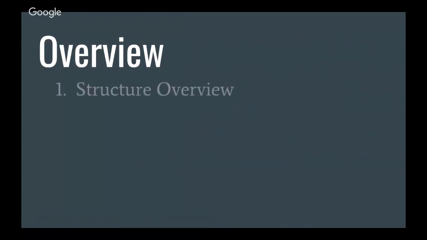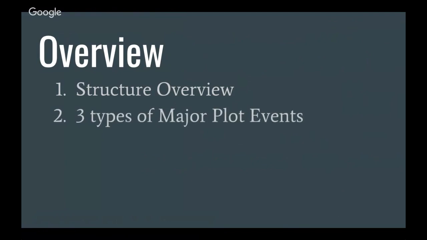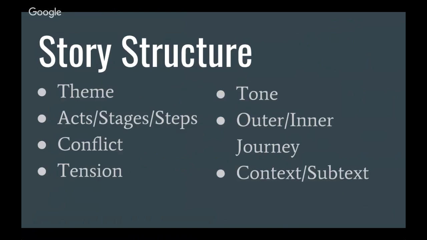All right, overview. First, we're going to discuss just the general structure of every story and all the different components that comprise a narrative. Then we'll discuss the three types of major plot events, and then we'll get right into them. We'll talk about the acts, we'll talk about the stages, and we'll talk about the steps.